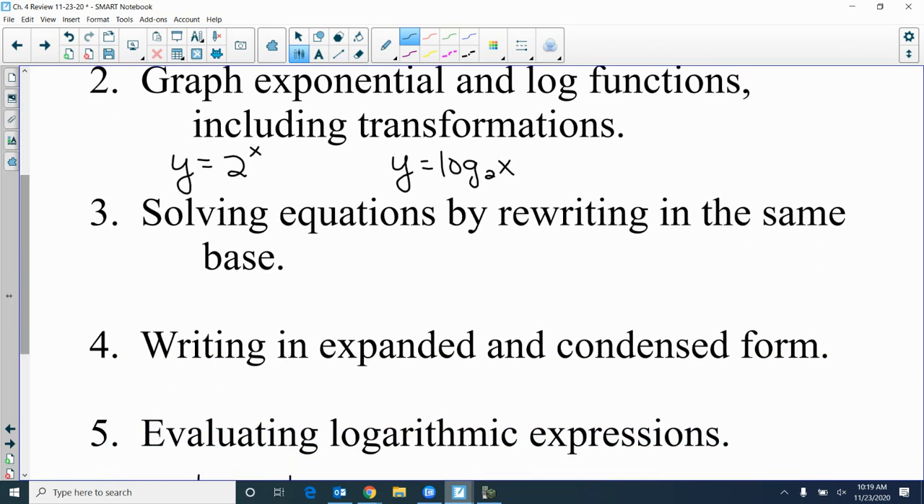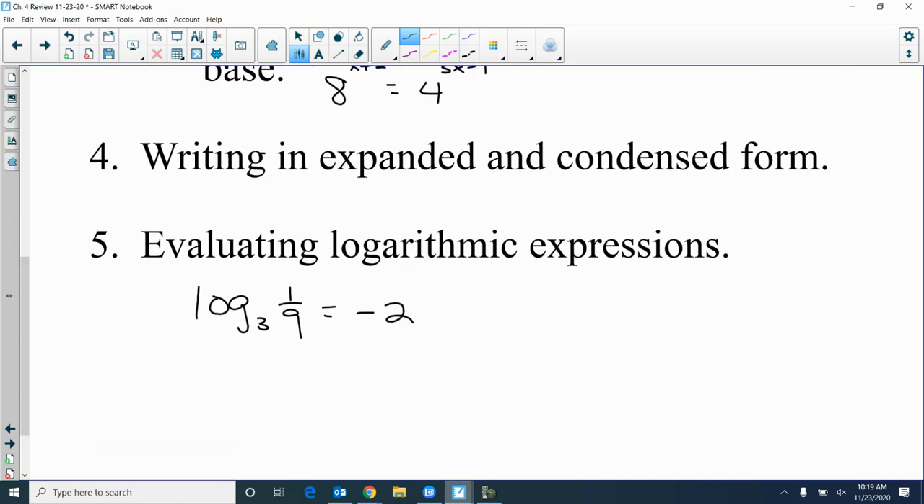Solving equations by rewriting the same base. So if I got 8 to the x plus 2 equals 4 to the 3x minus 1, that would be a case there. No calculator. Expanded and condensed form and evaluating log expressions, well, it'll look like this. Log base 3 of 1/9, and you have to determine what that is. So log base 3 of 1/9 would be negative 2. Okay, for that. True, false will also be on there, thrown in there. Throw a little true, false for you.